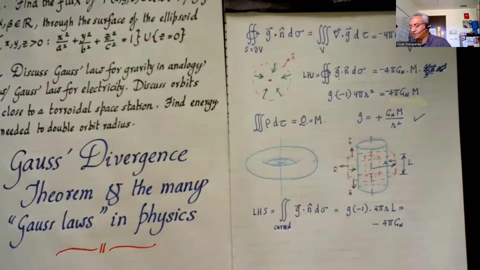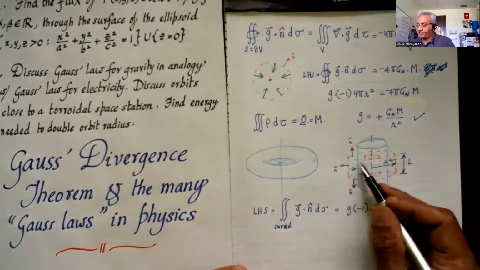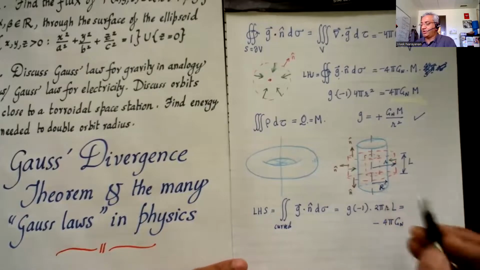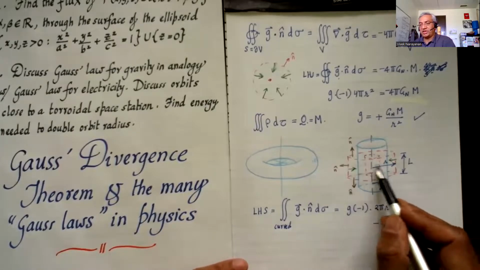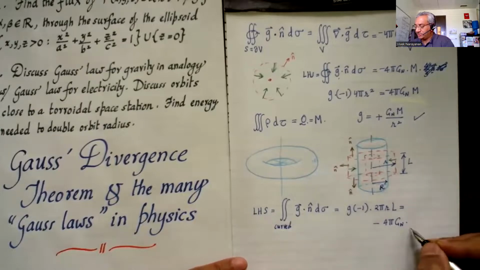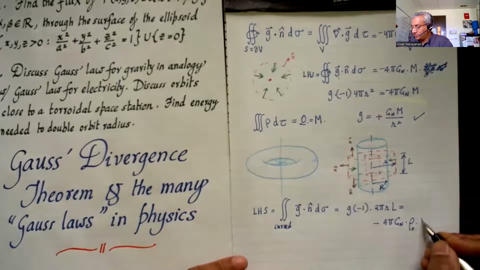negative 4 pi G sub n times the integral of the volume density. Let's say it's constant density. So it's just rho times the enclosed volume. That enclosed volume is the radius of the space station, which we'll call capital R. So the cross-sectional area times the height is what we have. So that's the volume density, which I'll call rho naught. It's constant, times the space station's cylindrical volume. So it's pi R squared L.